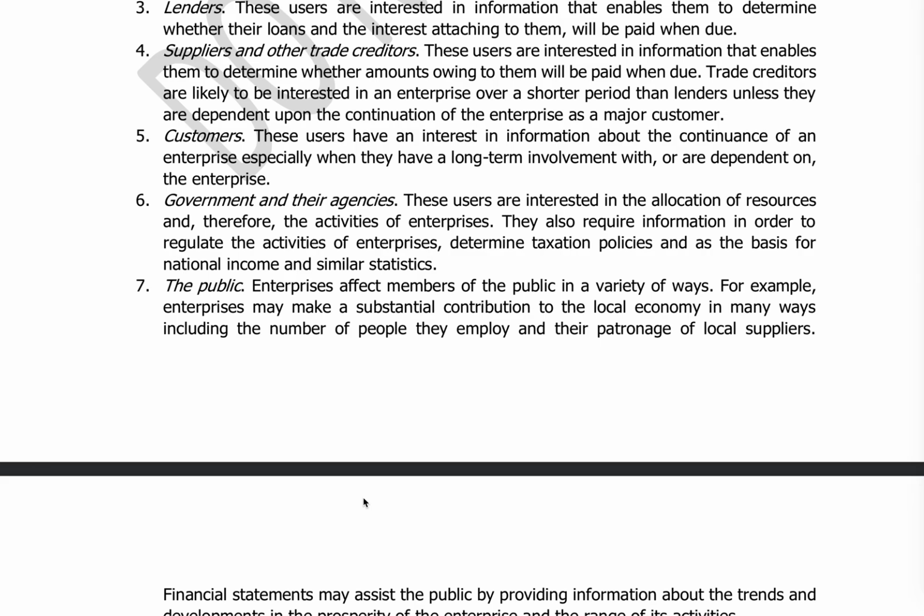So, ano ba to? Ang maganda example dito is yung BIR, government and their agencies. The BIR is interested in the financial information, financial statements of the company. Kaya, ang corporation, pag more than 3 million ang gross receipts or gross sales, required ang isang company na pag nag-file ng tax return, kailangan may kasamang financial statements.